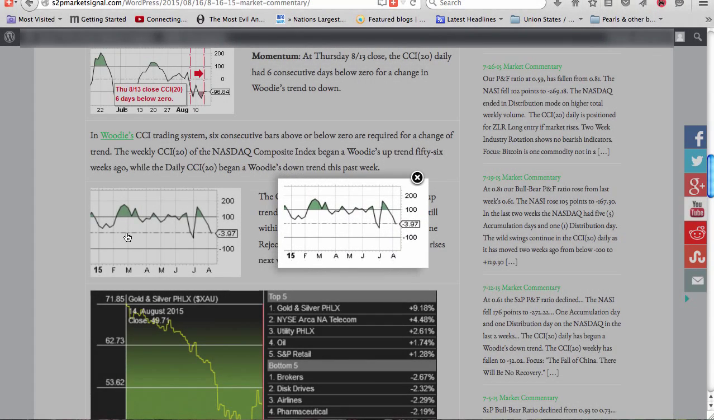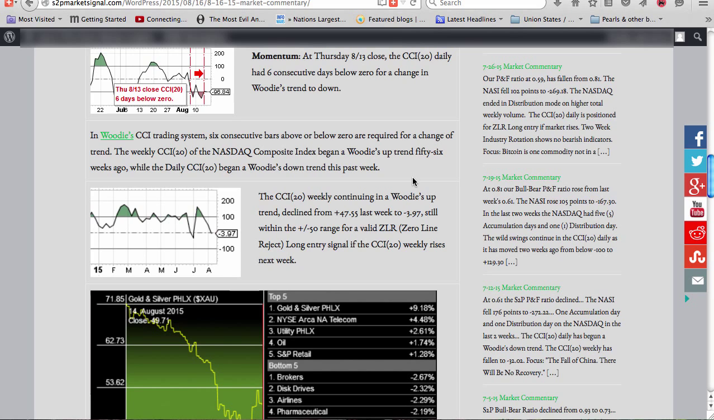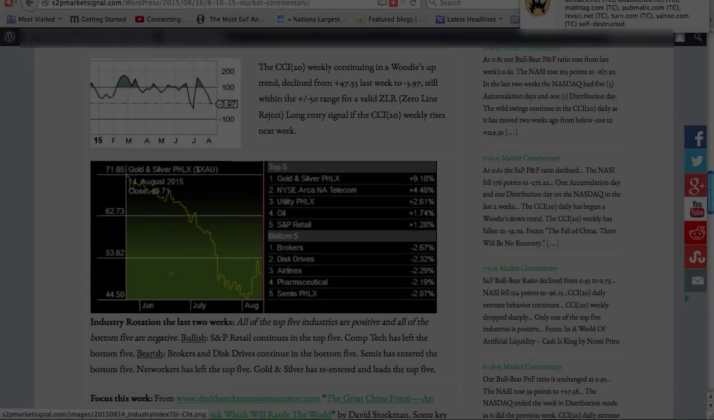The CCI 20 weekly, continuing in a Woody's uptrend, declined from plus 47.55 last week to minus 3.97, still within the plus or minus 50 range for a valid zero-line reject long entry signal if the CCI 20 weekly rises next week.